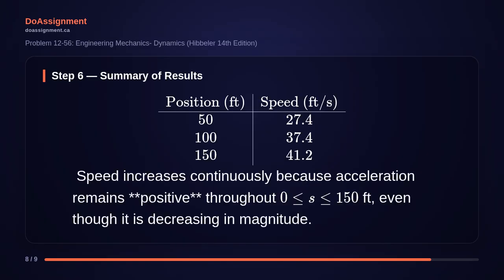Summarizing the results, at 50 feet, the speed is 27.4 feet per second, at 100 feet, it is 37.4 feet per second, and at 150 feet, it reaches 41.2 feet per second. The speed increases throughout the entire motion because the acceleration is always positive, even as its magnitude decreases.